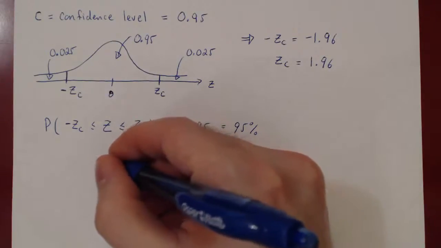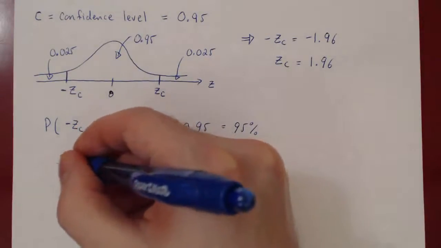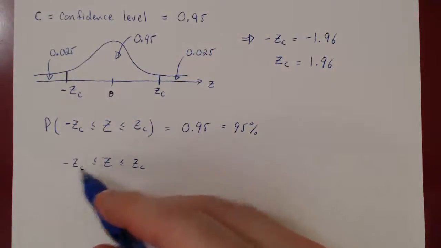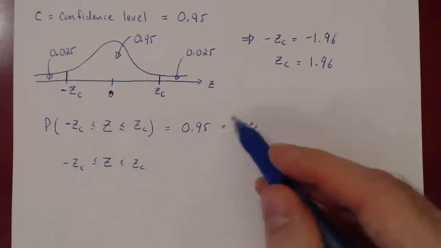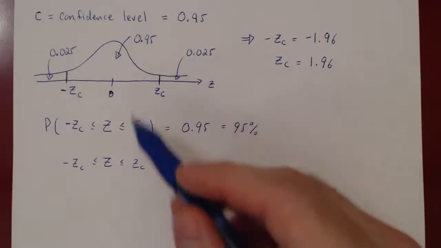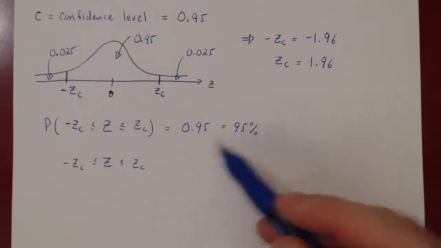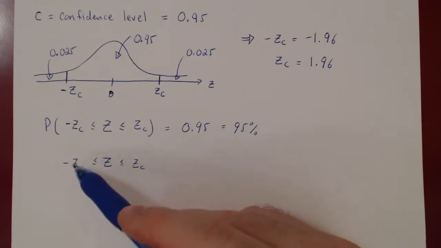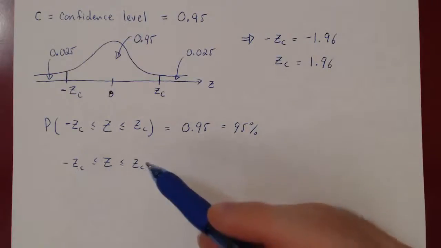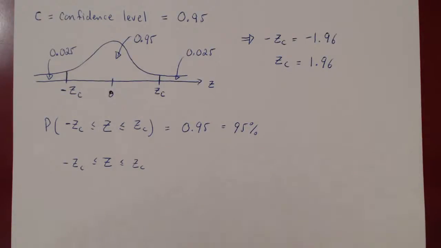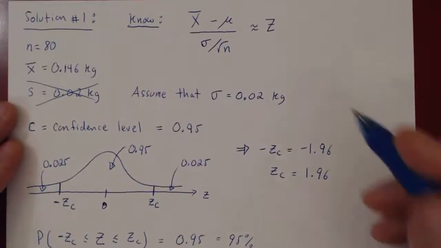So we now have an interval for Z, and we know that the probability that Z lies inside this interval is 95%. So we now have here a 95% confidence interval for the standard normal random variable, because we are 95% confident that the Z value will lie between negative ZC, ZC, therefore between negative 1.96 and 1.96. But we wanted a confidence interval for mu, the true population mean.